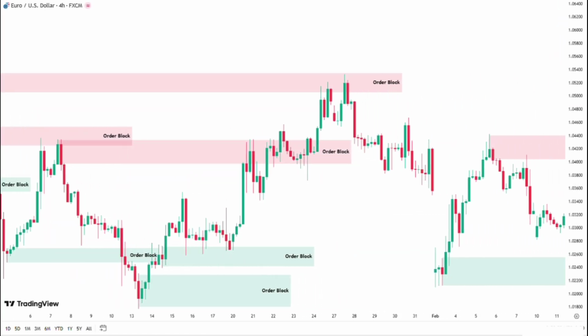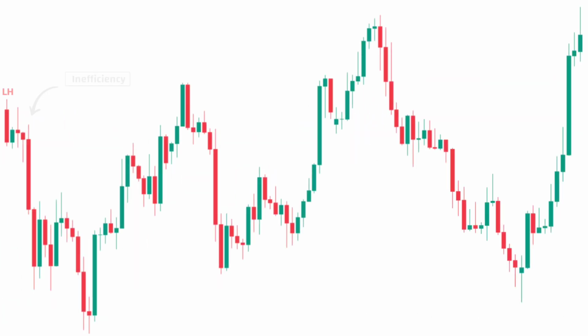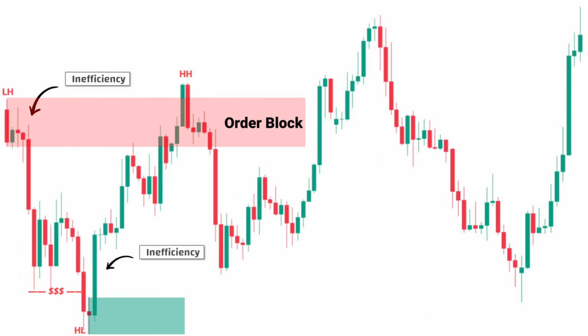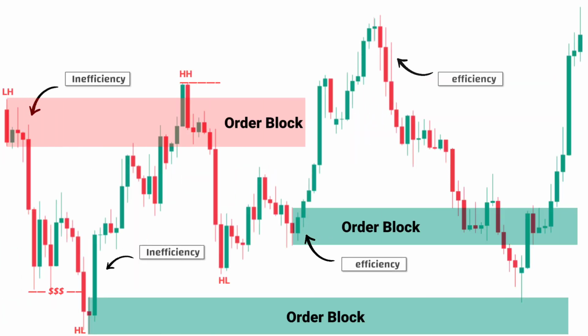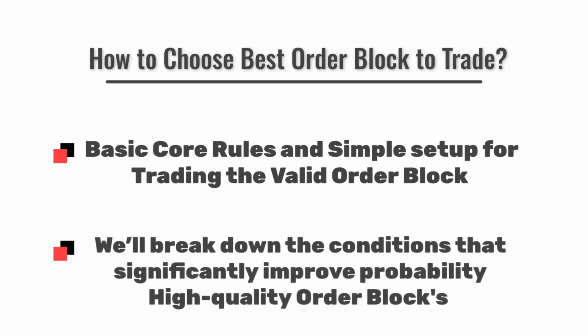The goal was to isolate which characteristics actually matter and which ones don't. What became clear is that order blocks only perform well when specific market conditions repeat. In this video, we'll start by covering the core rules used to define a valid order block and the exact execution model used during testing. Then, we'll break down the conditions that significantly improve probability and explain why certain order blocks consistently fail.